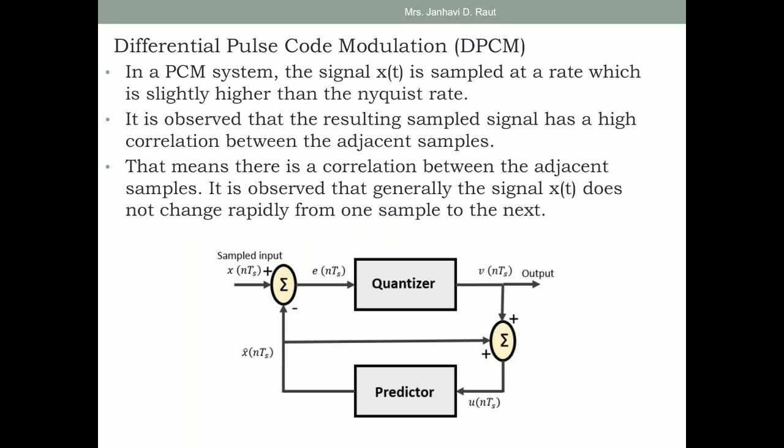So this is the block diagram of DPCM. In a PCM system, a signal x of t is sampled at a rate which is slightly higher than the Nyquist rate. It is observed that the resulting sampled signal has a high correlation between adjacent samples. That means there is a correlation between the adjacent samples. So it is observed that generally the signal x of t does not change rapidly from one sample to the next.